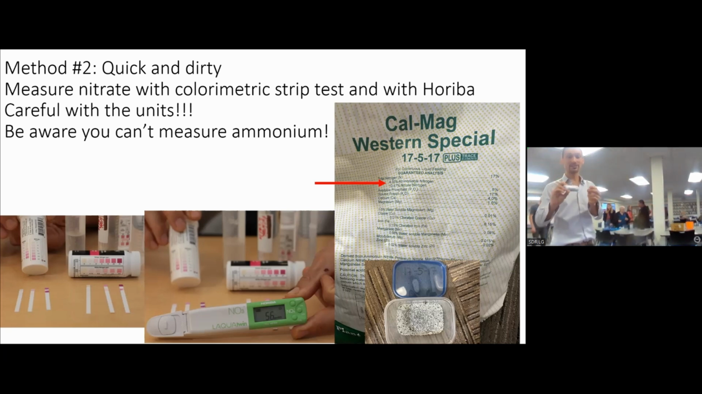Basically you put this in the water and it develops a color, and you can read on this scale what the color is. It's very simple. The only difficult thing with this method is keeping track of the units, like I said earlier, with the chicken and with the meat.